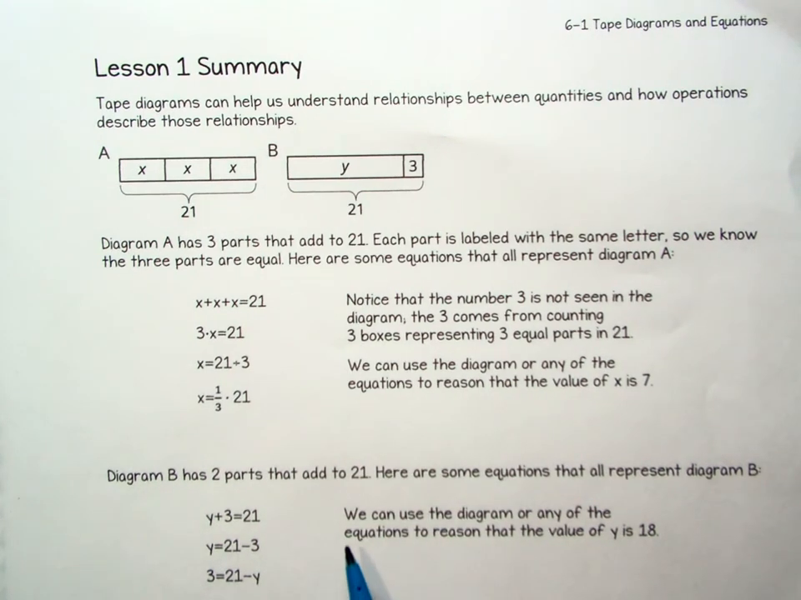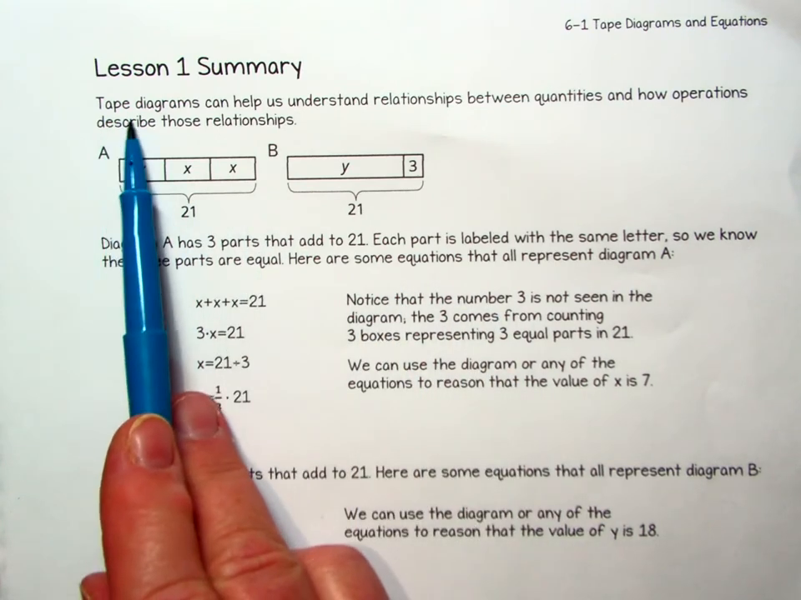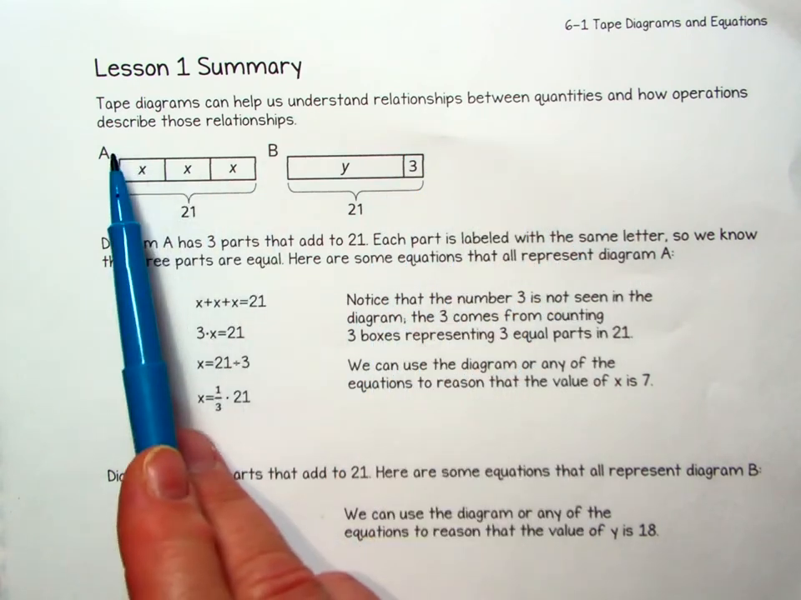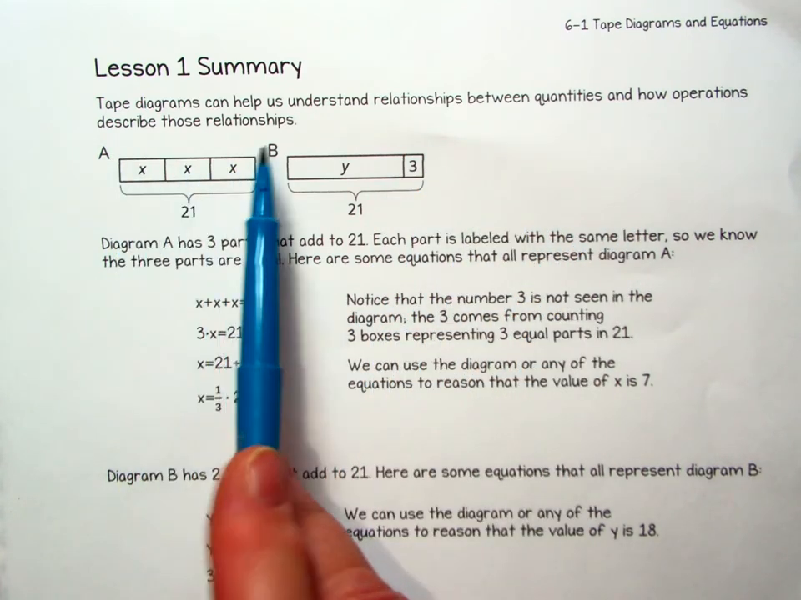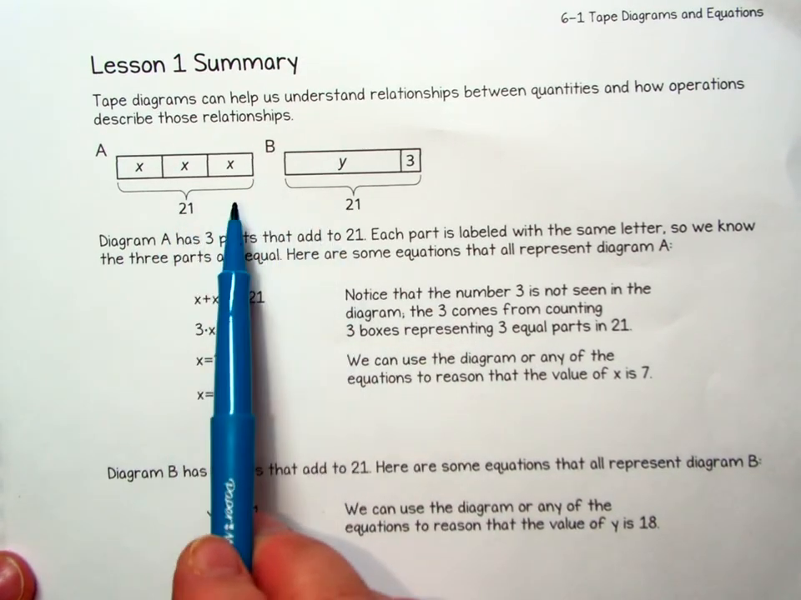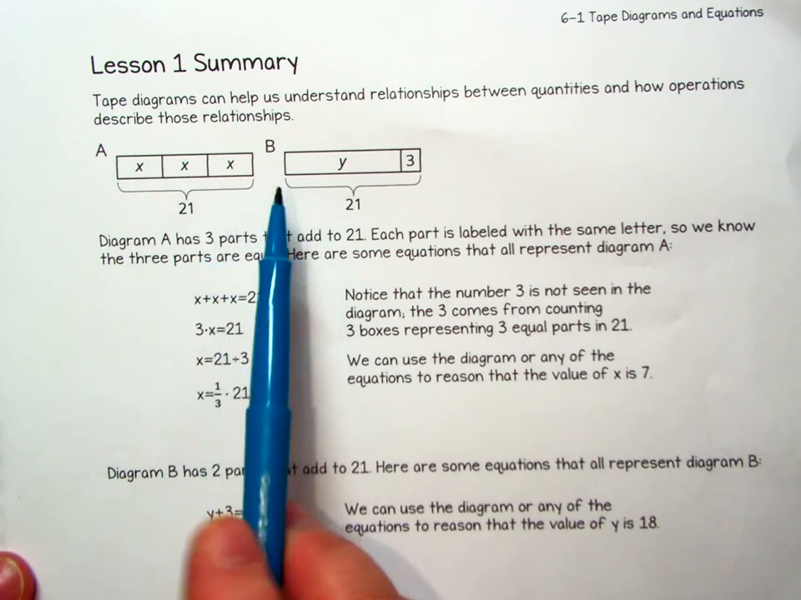All right, we're already to the summary. This is a short lesson. So, tape diagrams can help us understand relationships between quantities and how operations describe those relationships. So, one of the benefits of a tape diagram is it can help us make our thinking visual.